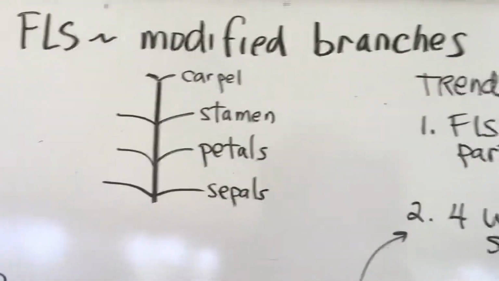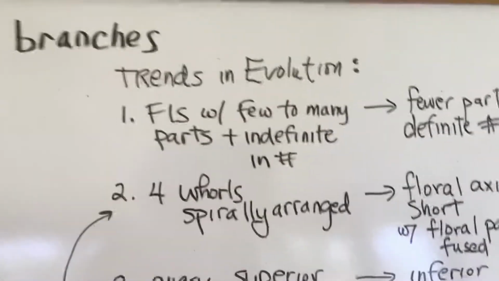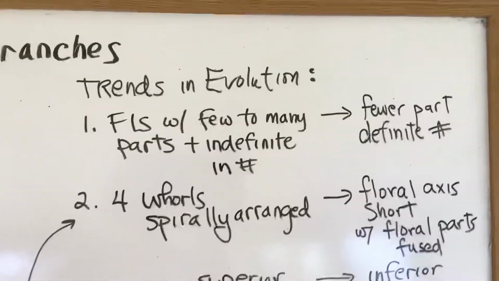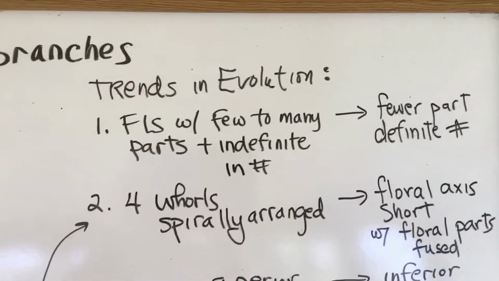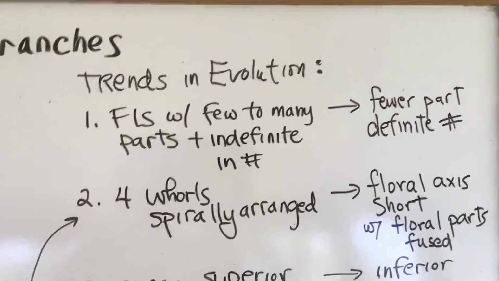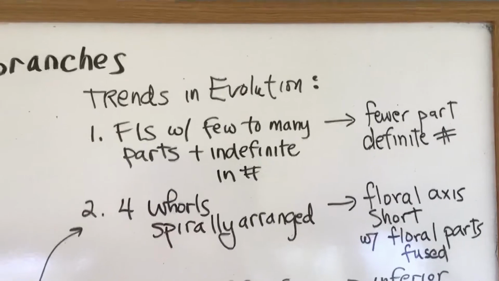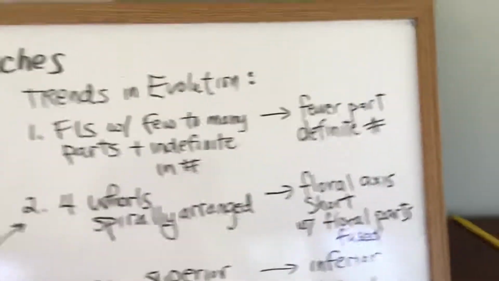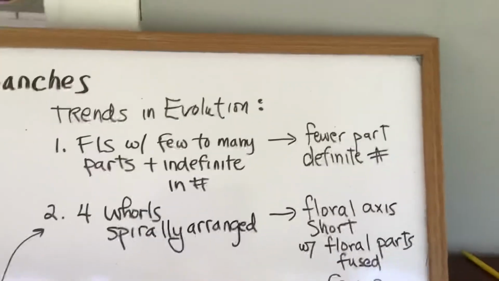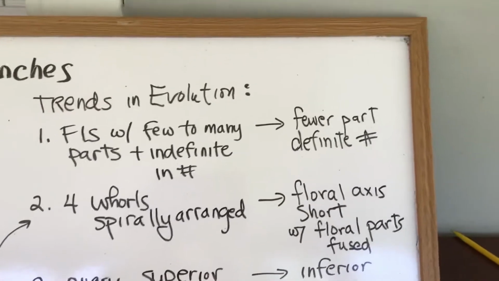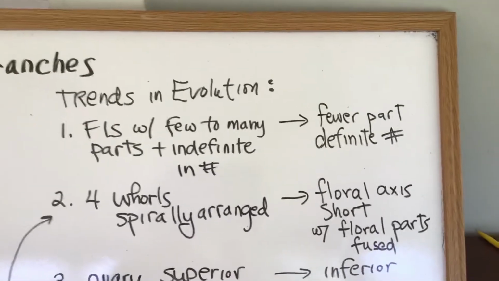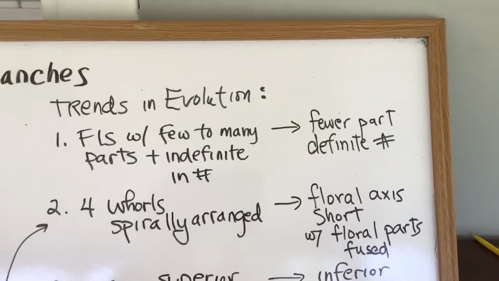So, some evolutionary trends. First of all, one of the trends is going from flowers that have few to many parts, in an indefinite number, to having a more definite structure to the flowers. In other words, fewer parts with definite numbers to it. That's an evolutionary trend.